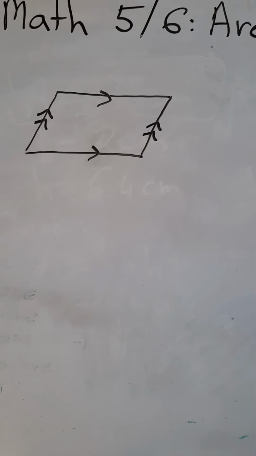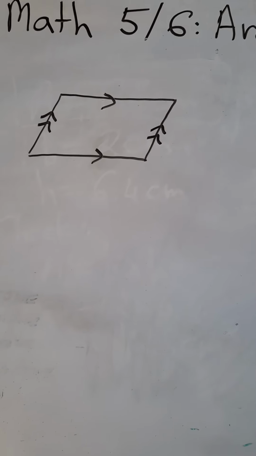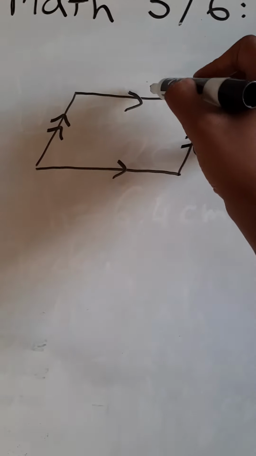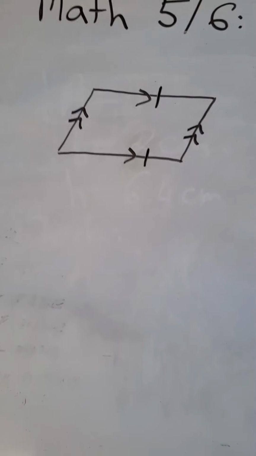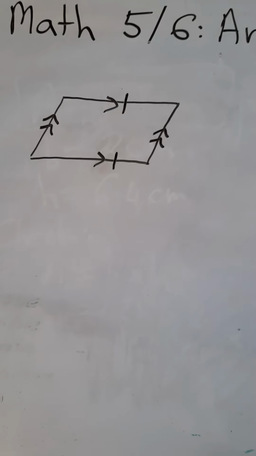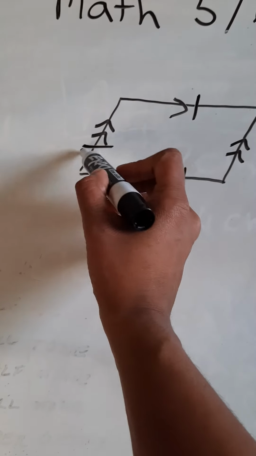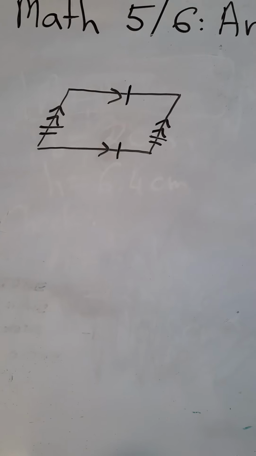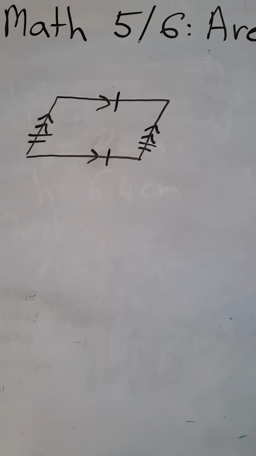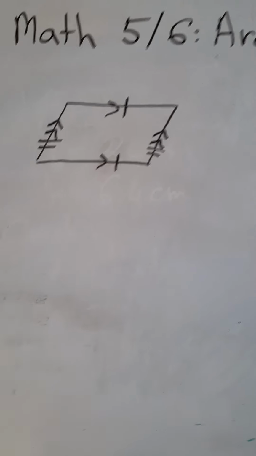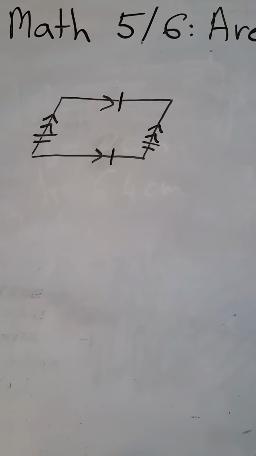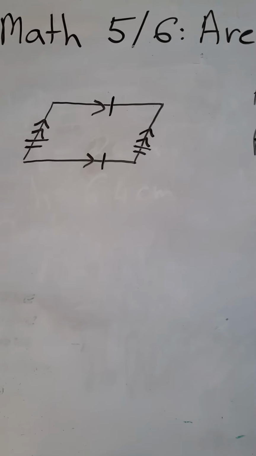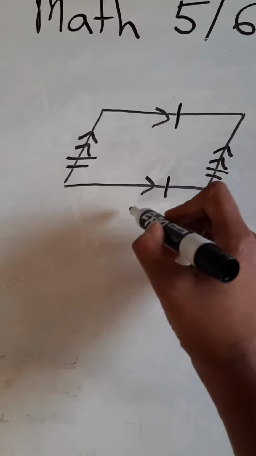However, not only are both of the opposite sides parallel to each other, they're also equal in length. How you show that is by drawing one line like this. And these two opposite sides, I'm going to draw two lines to show that both of these sides are also equal in length. All right? So let's try applying the formula to find the area of this parallelogram. So let's try this example.